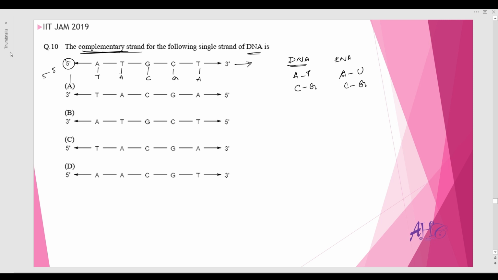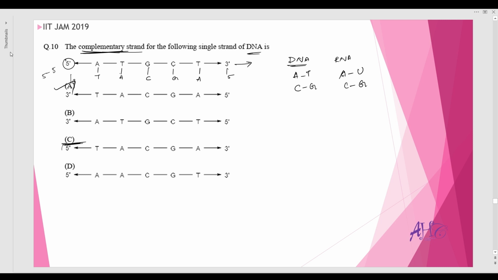Okay, so complementary. So 5 will get attached to 3. So 3 will get attached to 5. Now if you look, in this option A everything is matching. So option A is the correct answer. Okay, so this is a complementary strand. So this is going to be reverse. So where 5 is, you will have only 3. Okay, except that you can also find one more answer. So option C, if you look closely, option C can also be a correct answer.